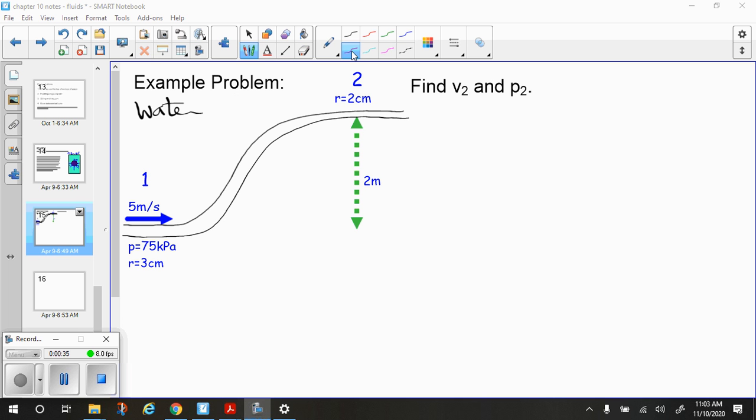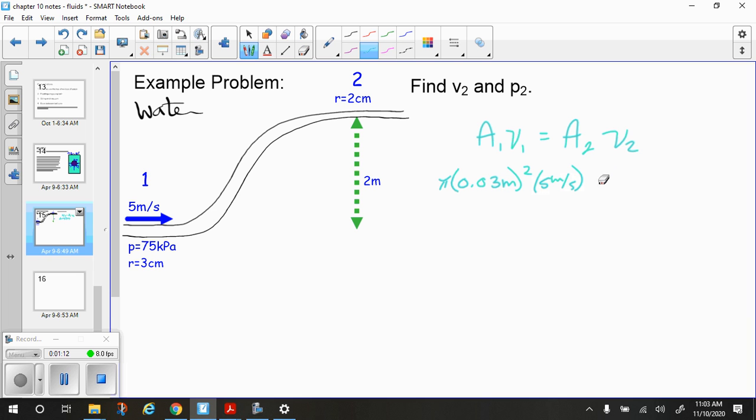So to do that, we are going to first use the continuity equation. For the continuity equation, we know that area 1 times velocity 1 is equal to area 2 times velocity 2. Now, area 1 is going to be the area of the circle, which is pi times the radius squared, so pi times 0.03 meters squared, times the velocity, which is 5 meters per second.